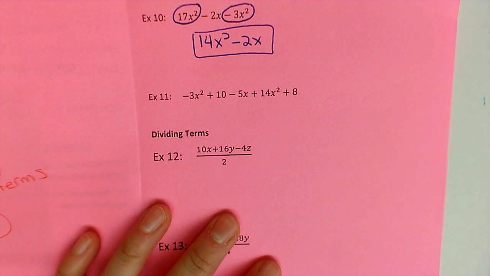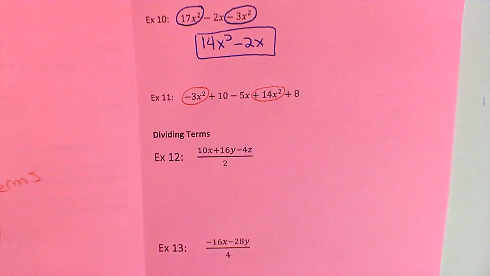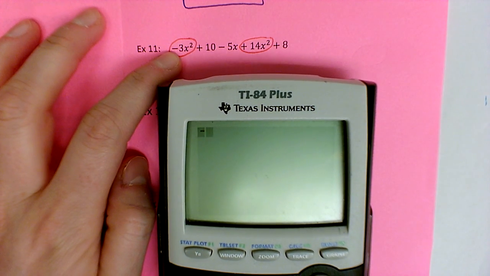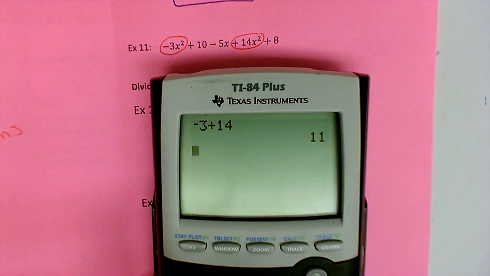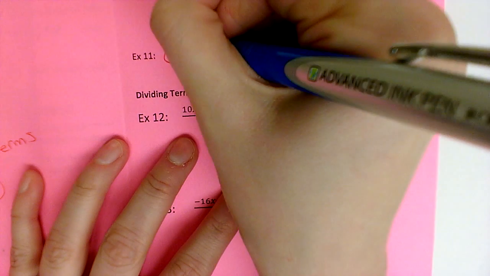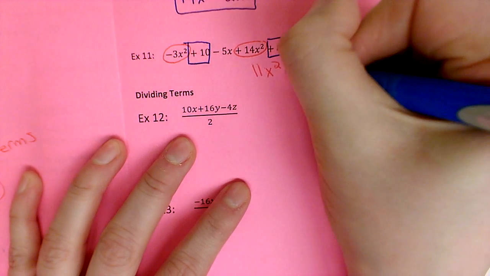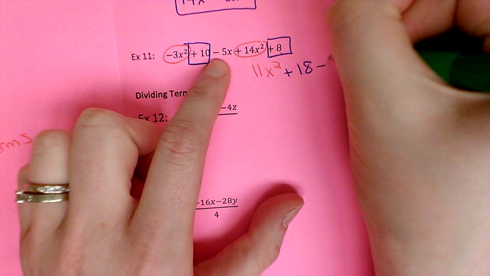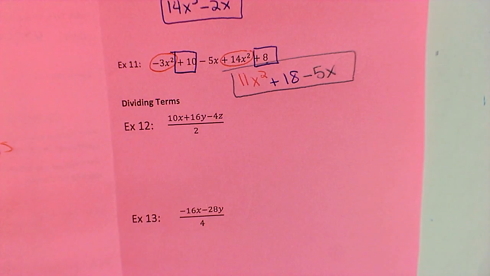And number 11, a slightly longer combining like terms problem. I've got a like term here and one here. So I'm going to go ahead and use my calculator to type that in. Since this is the very beginning of the problem, I do need to use a negative sign. So negative 3 plus 14 ends up giving me a positive 11. That means I have 11x squareds. Then I'm going to combine my positive 10 with my positive 8. Those two things are both constants, so when I add them, I get a regular 18. Now, don't forget about this negative 5x. It does need to move down, even though it couldn't be combined with anybody.